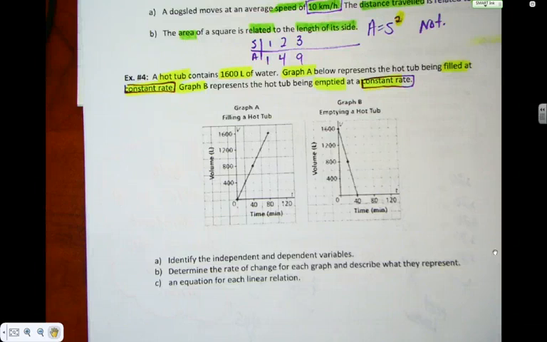How do I know just by looking quickly at the graphs that it emptied faster than it filled? Graph B is steeper, and we talked about the steepness of the line being the rate of change. So that's telling me the rate of change is faster for the second one. By the end of this unit, you'll be able to look at that and just quickly know, oh, it had to empty faster. Why do things empty faster than they fill? Gravity's, right, pulling the water down the drain.